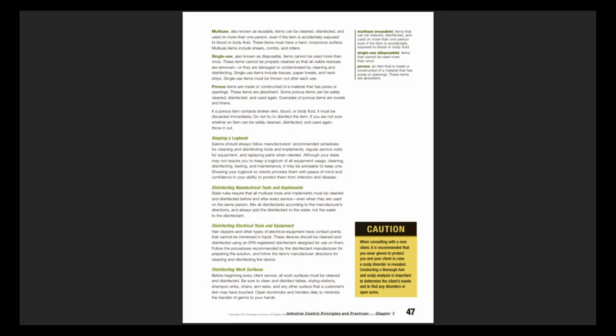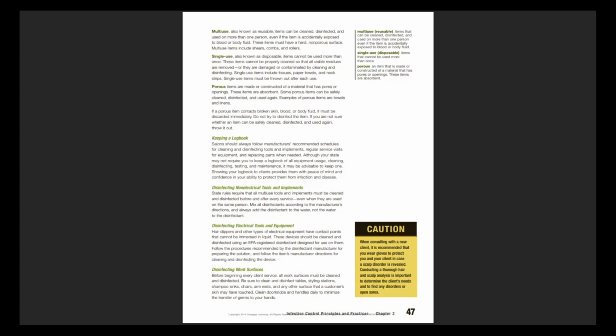Single-use, also known as disposable, items cannot be used more than once. These items cannot be properly cleaned so that all visible residues are removed, or they are damaged or contaminated by cleaning and disinfecting. Single-use items include tissues, paper towels, and neck strips. Single-use items must be thrown out after each use.